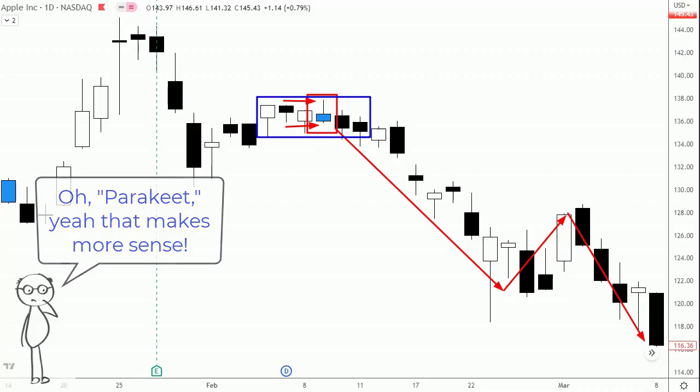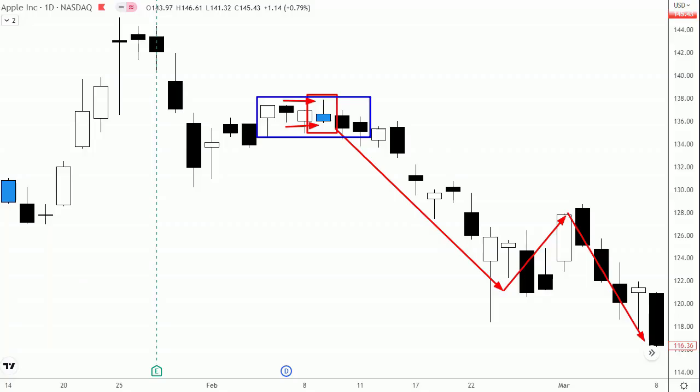Now, of course, there's more to it. Do not just trade this one indicator in isolation, but it can definitely be a good tool in your trading toolbox to trade with other things.